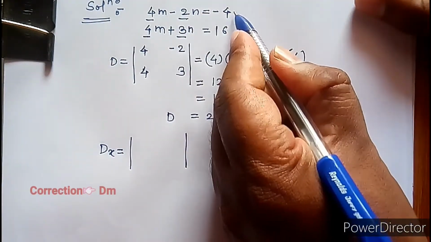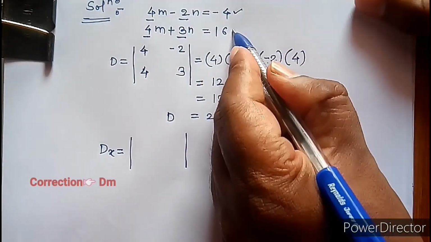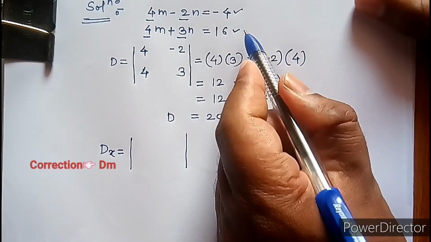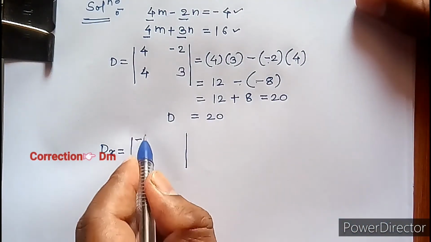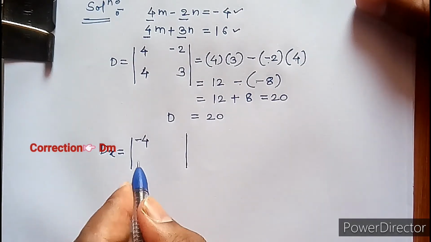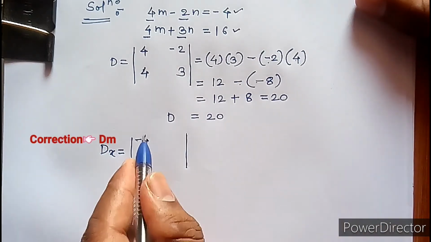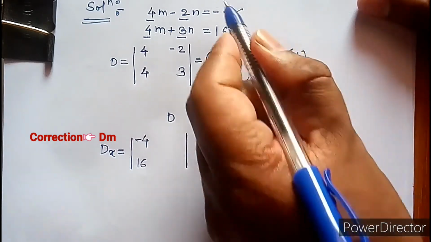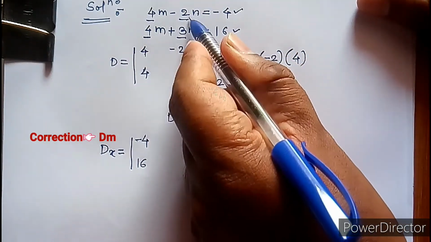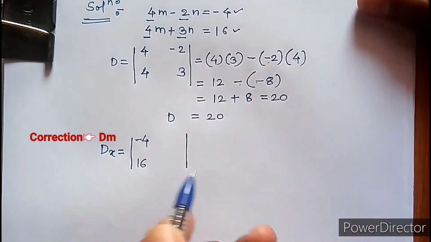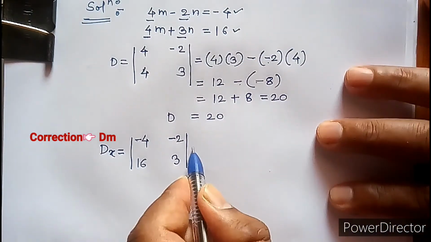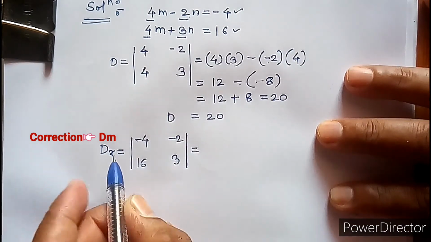These are the values of c1 and c2. Down here minus 4, the value of c1, and 16, the value of c2, in the first column. But in the second column you have to write down the coefficient of n, that is minus 2 and 3 here. Now find the value of dx.